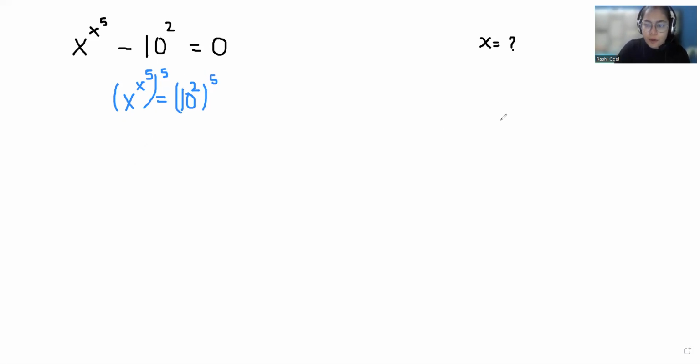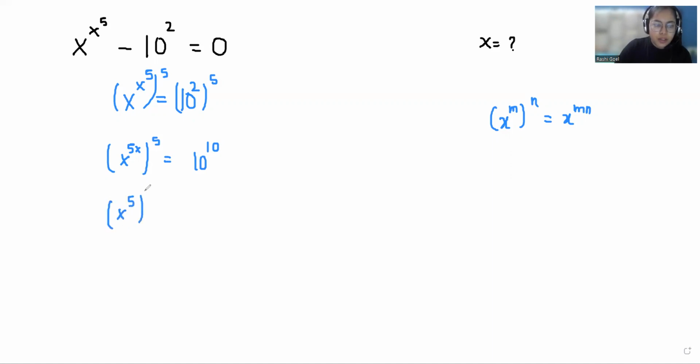So with the help of the exponent rule, (x^m)^n is equal to x^(mn), we can write it as (x^5)^5 is equal to 10^(2 times 5), which is 10^10. Again, we are going to use this exponent rule and we can write it as (x^5)^5, whole power is x^25 is equal to 10^10.